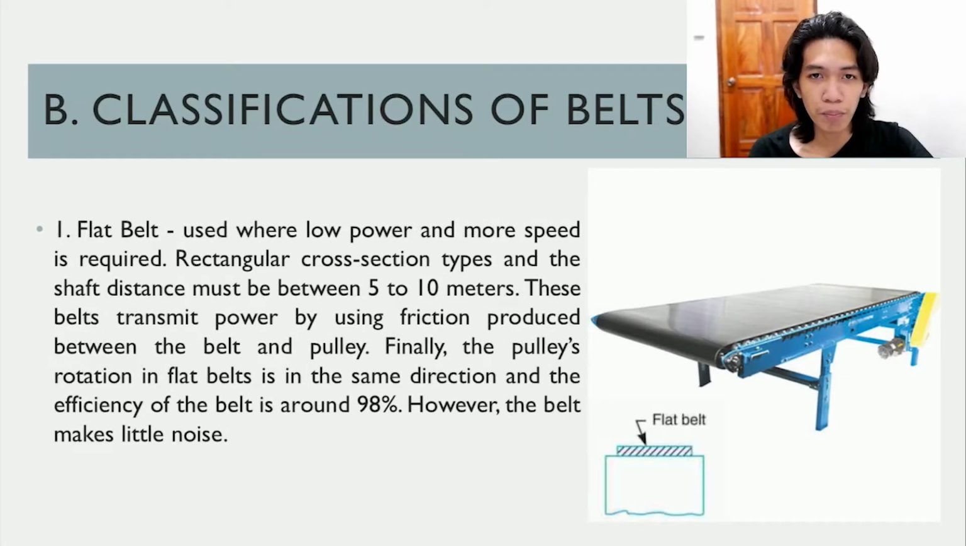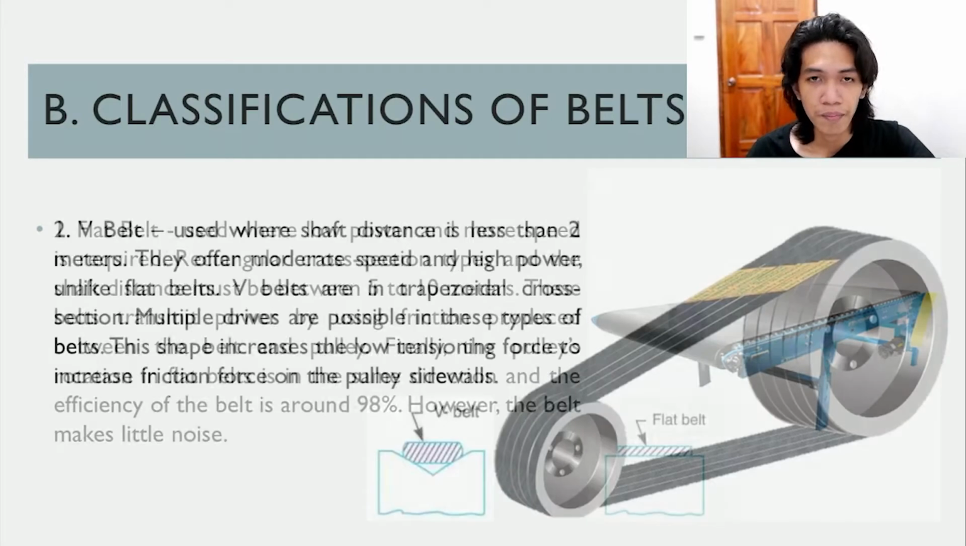1. Flat belt, used where low power and more speed is required. Rectangular cross-section types and the shaft distance must be between 5 to 10 meters. These belts transmit power by using friction produced between the belt and pulley. Finally, the pulley's rotation in flat belts is in the same direction and the efficiency of the belt is around 98%. However, the belt makes little noise.